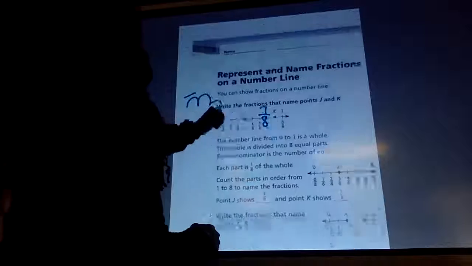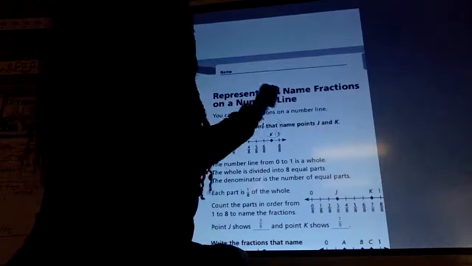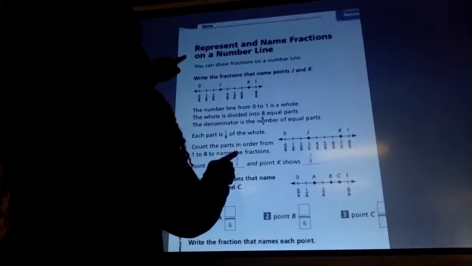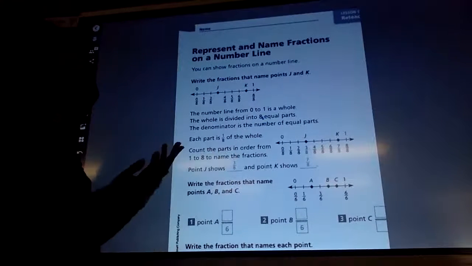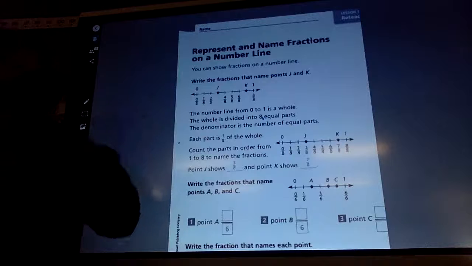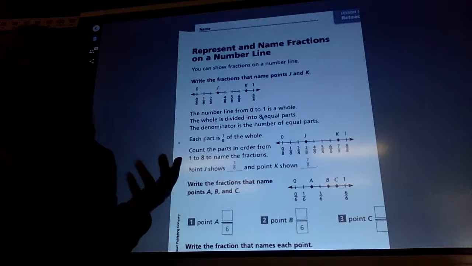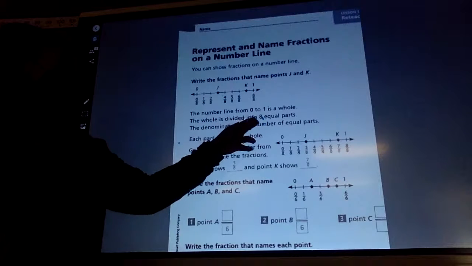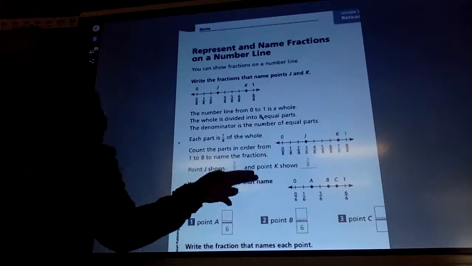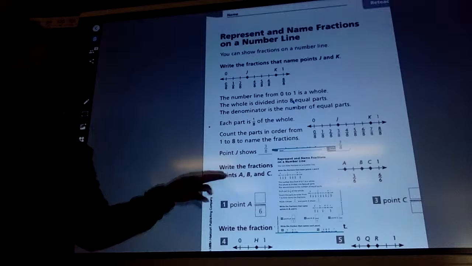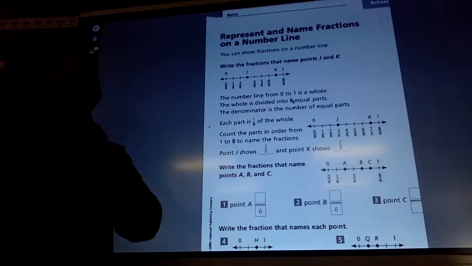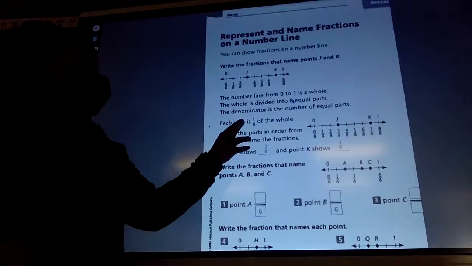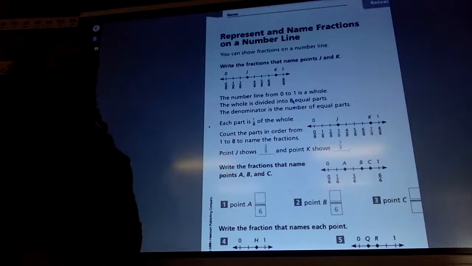And we can get rid of our answers here. All right. So it just says the number line from 0 to 1 is a whole number. Thumbs up if you're with me on that. Good. The whole is divided into 8 equal parts. Keep that thumb up if you still understand. The denominator is the number of equal parts. Good. And then each part is 1/8 of the whole.